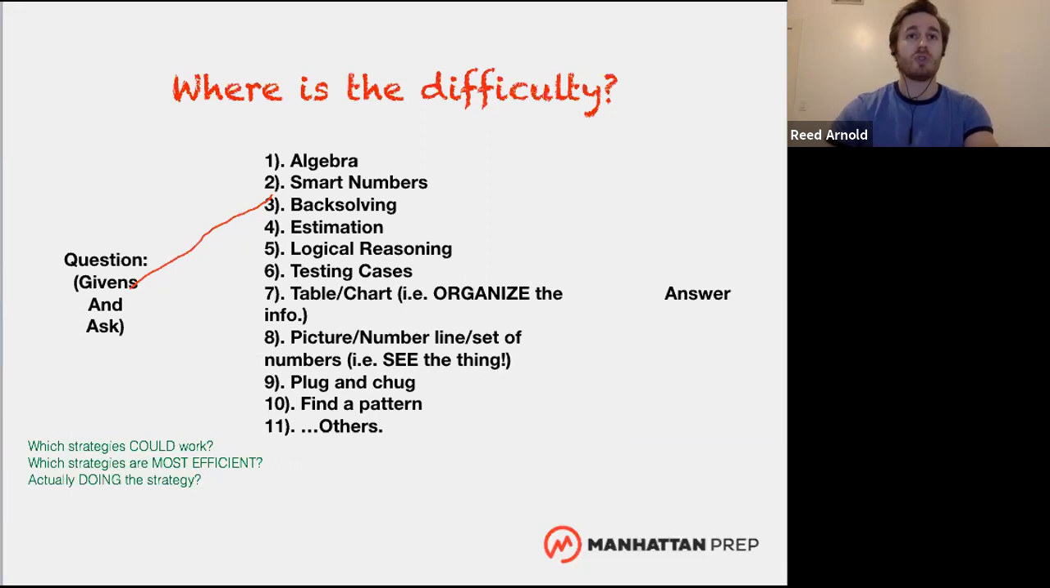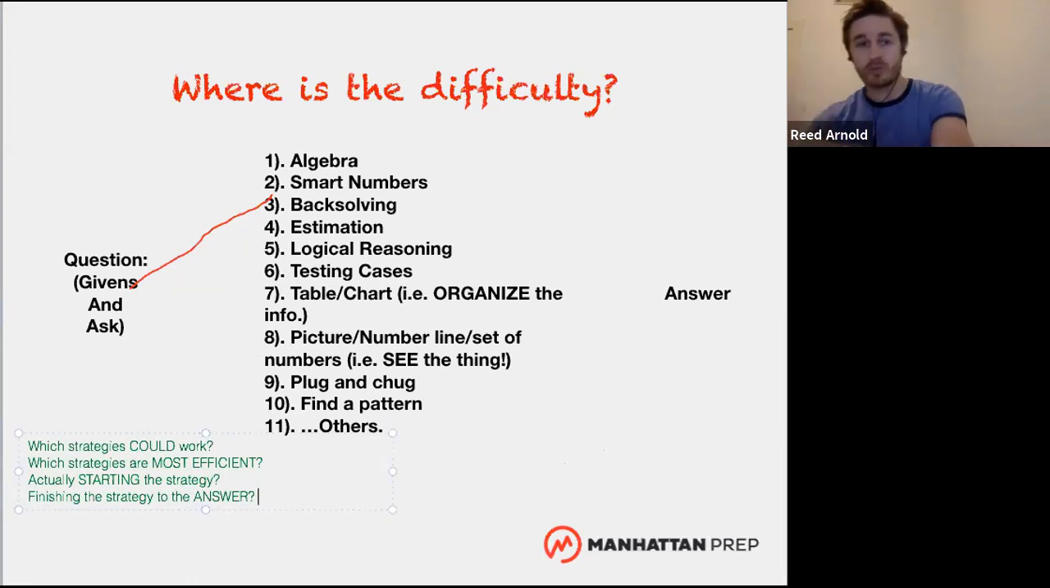I could tell you, you should draw a picture on this question, but okay, what picture do I draw? Why is this the picture that is drawn, right? So once you've picked a strategy, there's a difficulty of actually doing the strategy. And maybe even just starting the strategy, even knowing where to begin. Then there's finishing the strategy to the answer, right? That's kind of two things: starting the strategy and then actually going through to the answer.